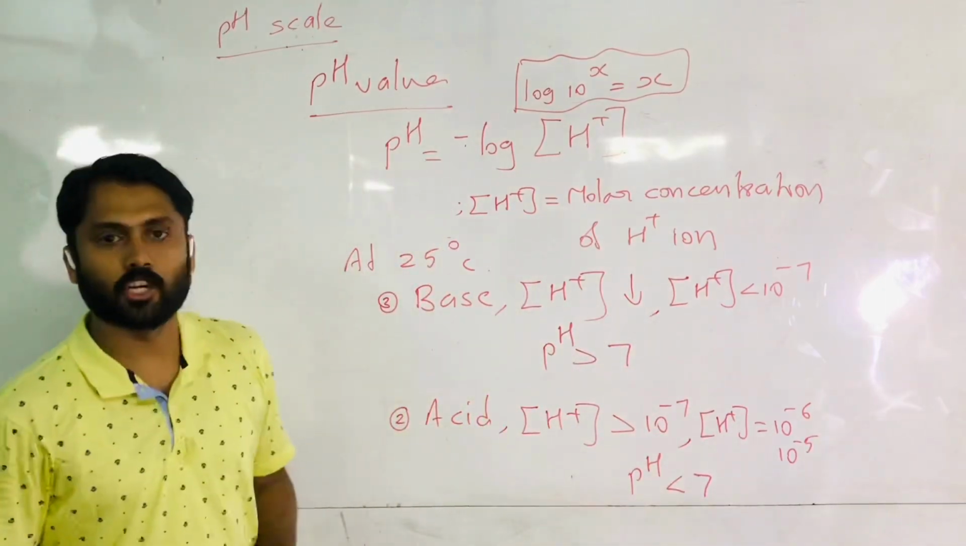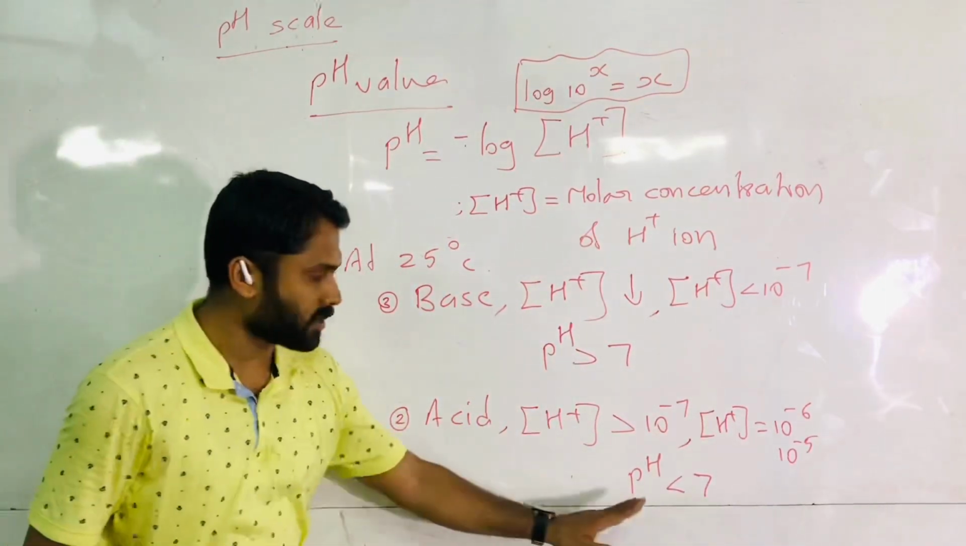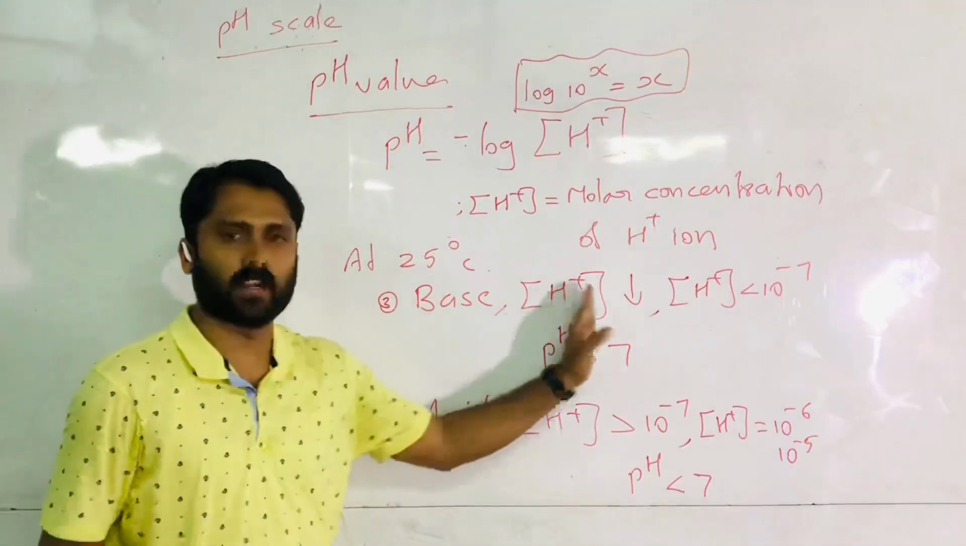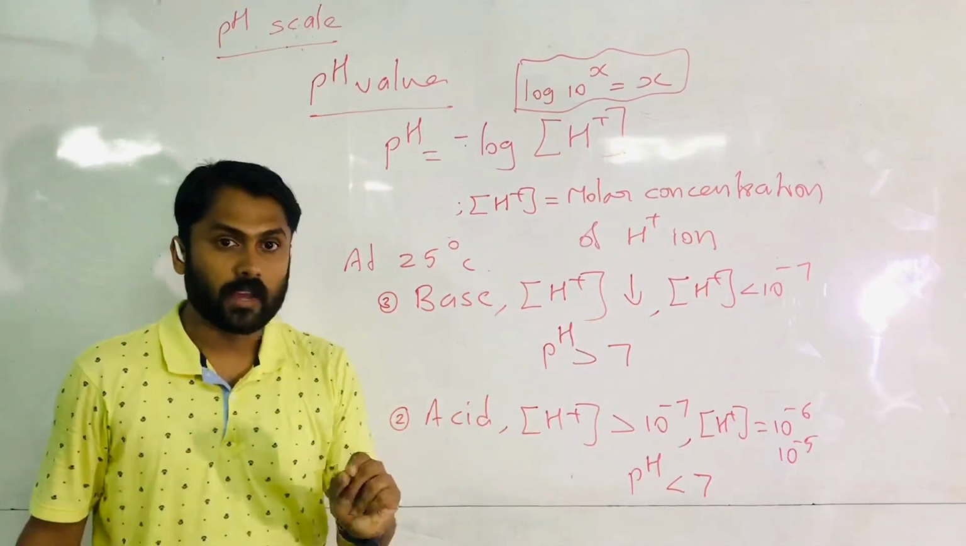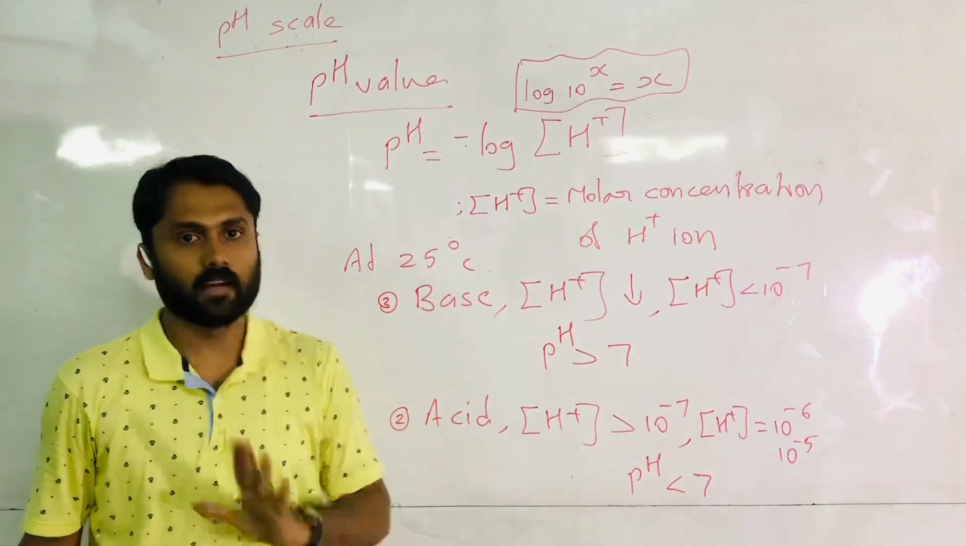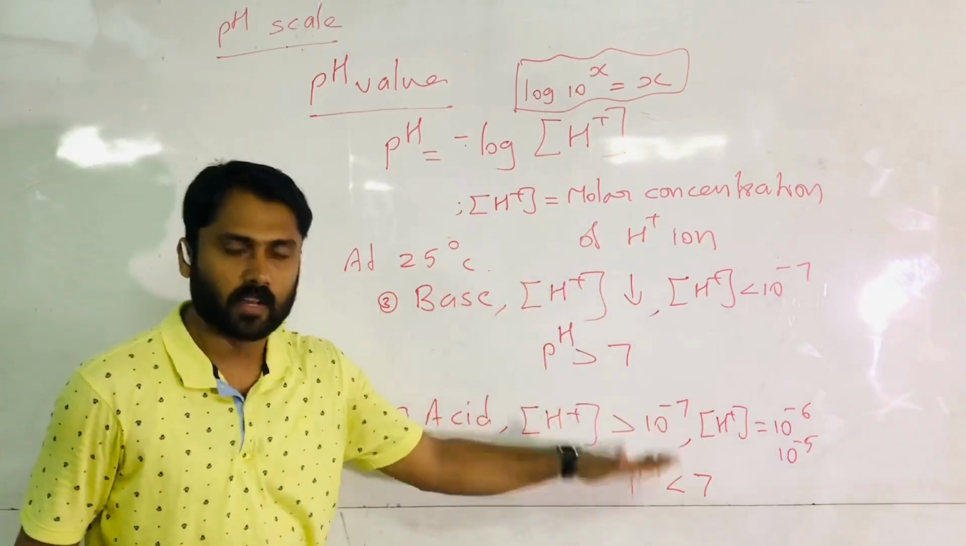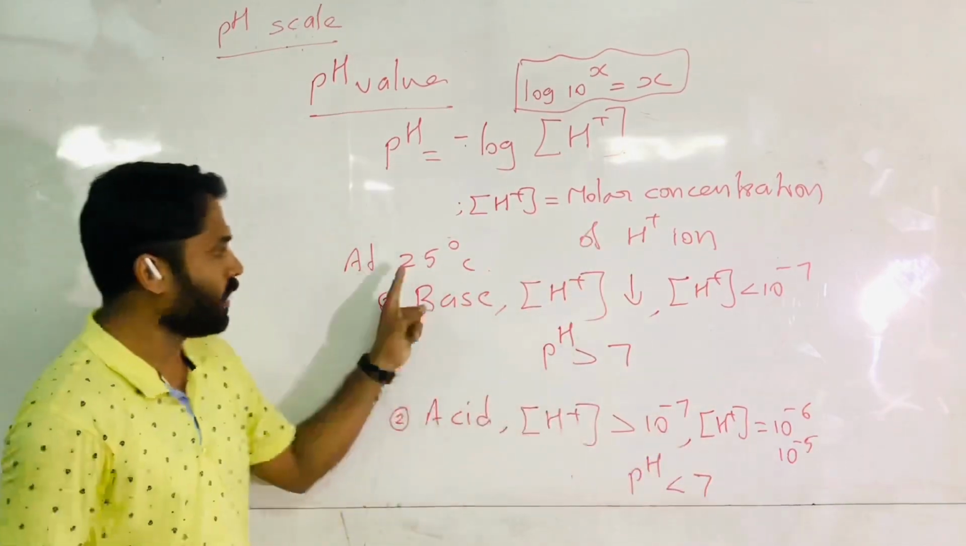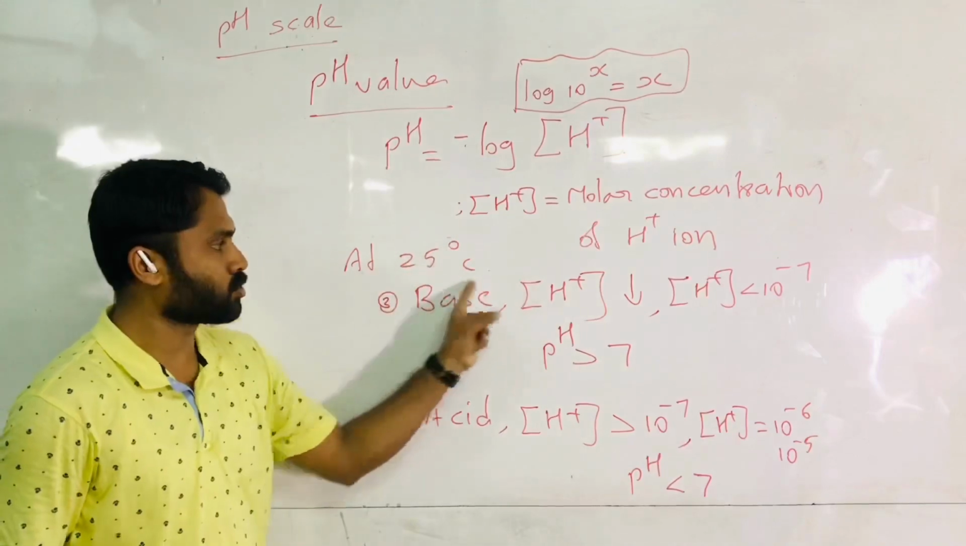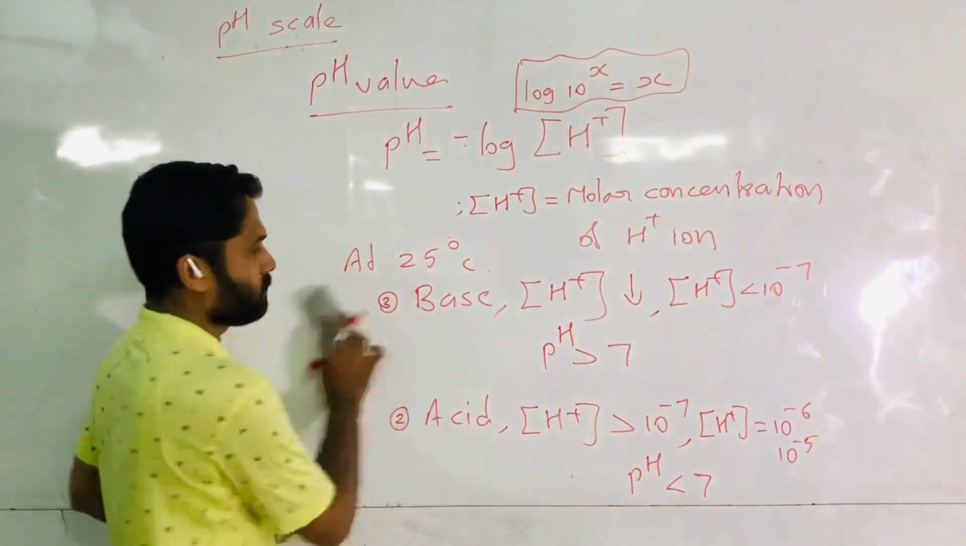For water, pH equals 7. For acid, pH is less than 7. For base, pH is greater than 7. We should know this as a strong, solid idea. These values are used only at room temperature, that is 25 degrees Celsius.